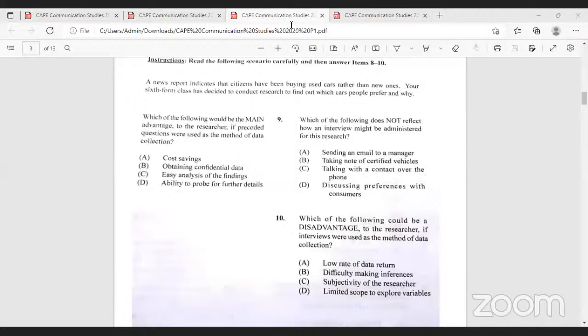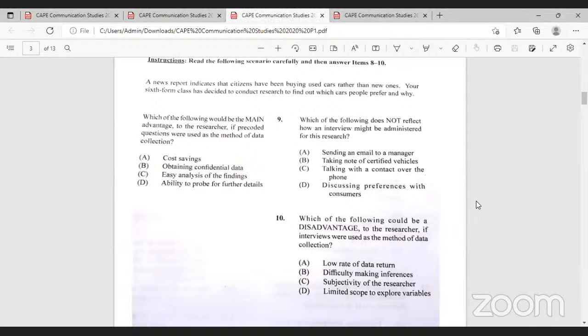So 9, which of the following does not reflect how an interview might be administered for this research? Is it sending an email to a manager, taking note of certified vehicles, talking with a contact over the phone, or discussing preferences with consumers? Anybody? Does not. But you're trying to collect information. Right? Yeah. B, taking note of certified vehicles. Yeah, that's what I would have said as well.